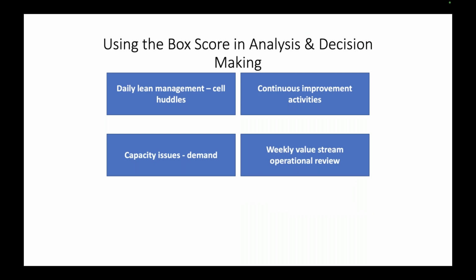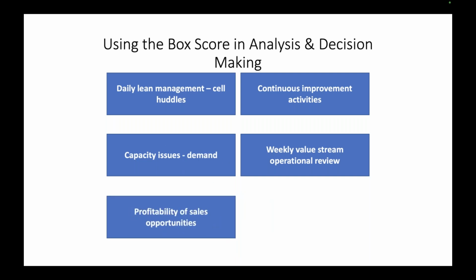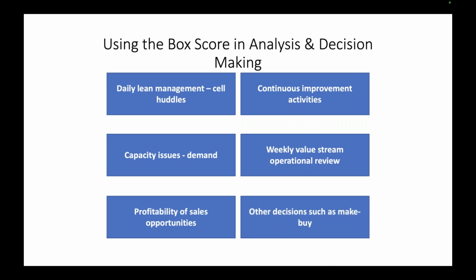Your value stream operational review. How's the value stream doing over time against some targets? The profitability of sales opportunities. This is always a good one because it really relates to how the box score works. And then you can do other decisions such as make buy. Okay, just try to get a good variety of decisions to demonstrate.